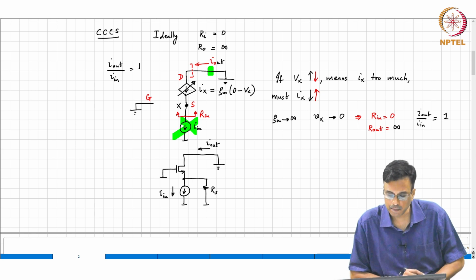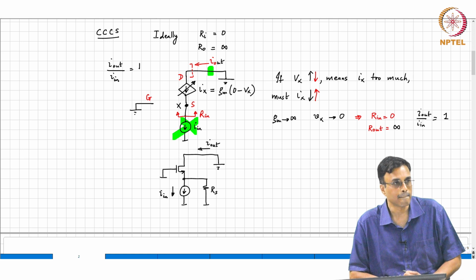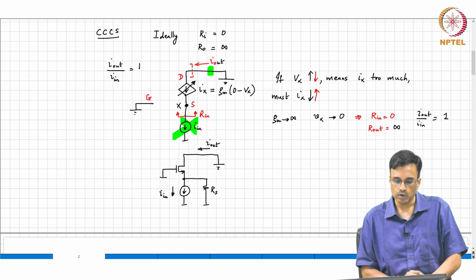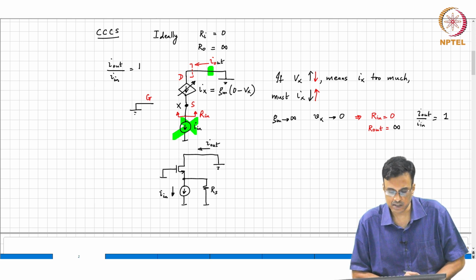Okay. So, if Gm is infinite, what comment can we make about I out? It does not change. Why? Well, the incremental voltage at X is 0. So, the current flowing through Rs is 0. So, all the current I in flows through the transistor into the drain. So, basically I out by I in is 1. All right. So, this is simply a current controlled current source. It is basically taking a poor current source and making it look like a good one.